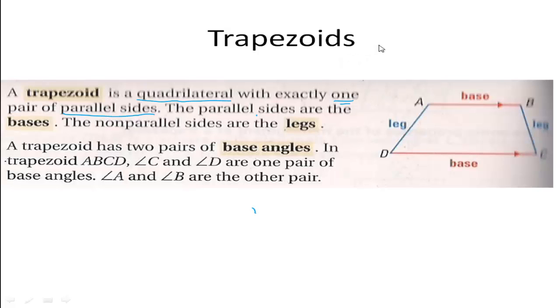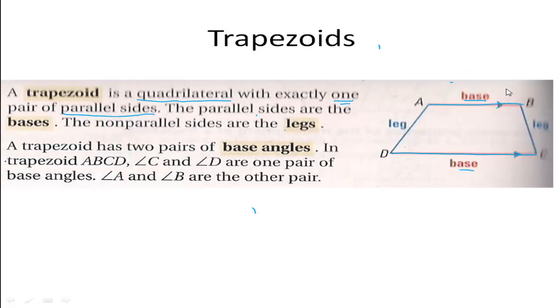These are the parallel sides right here. This side is parallel to the bottom side. They're parallel. Only 1 pair. Okay? And that pair of parallel sides, that's called base. So this is called a base, and so is the other side. It's called base.